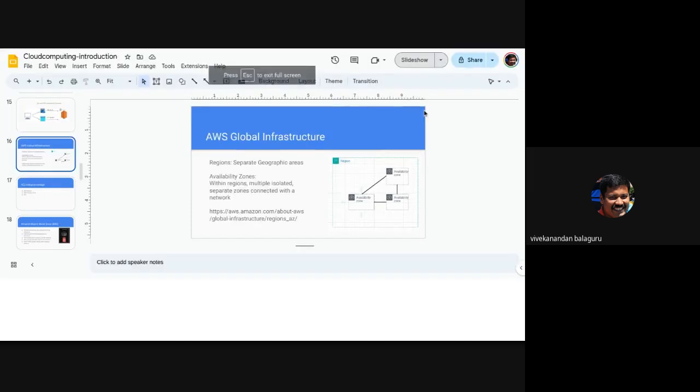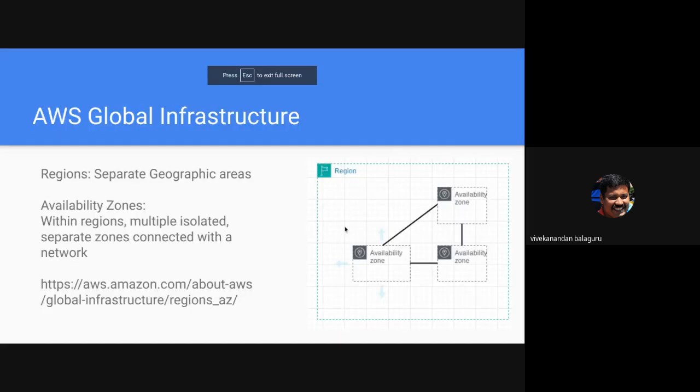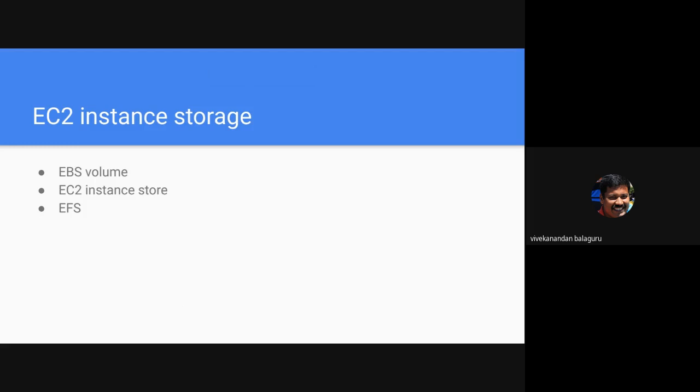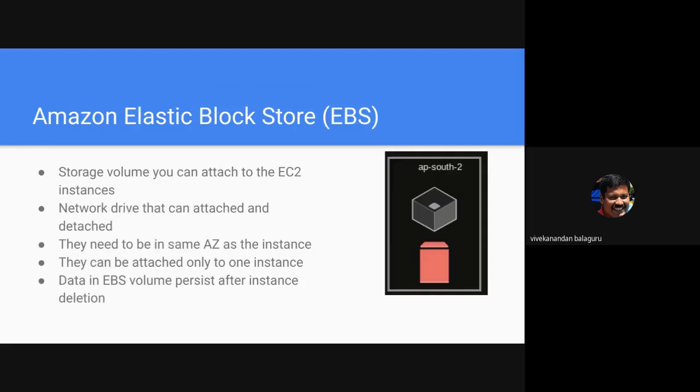So we saw the availability zones and the regions. Now that sets up the context. So, EC2 instance storage. At a high level, there are 3 major storage types: one is EBS volume, the EC2 instance store, and EFS. Let's look at each one of them.